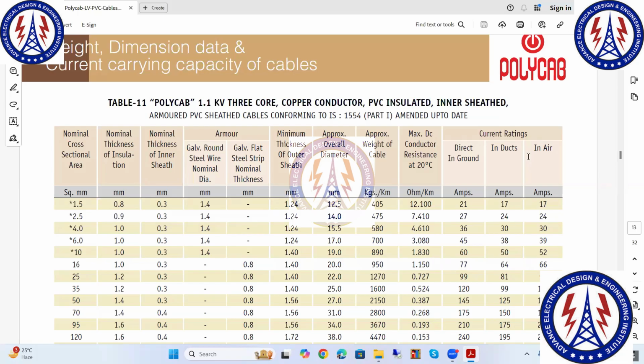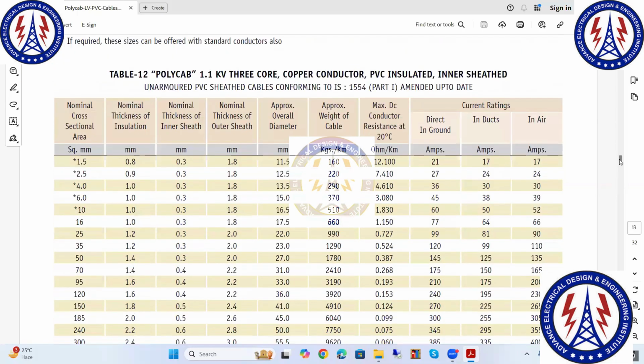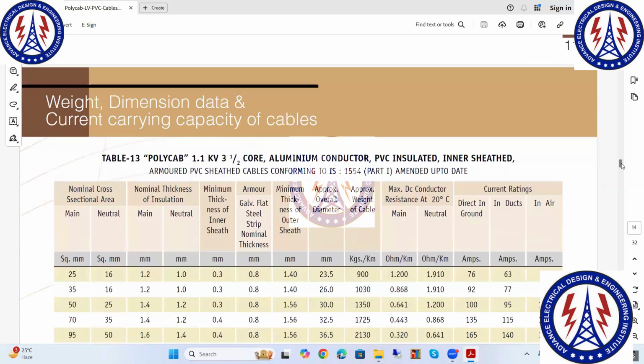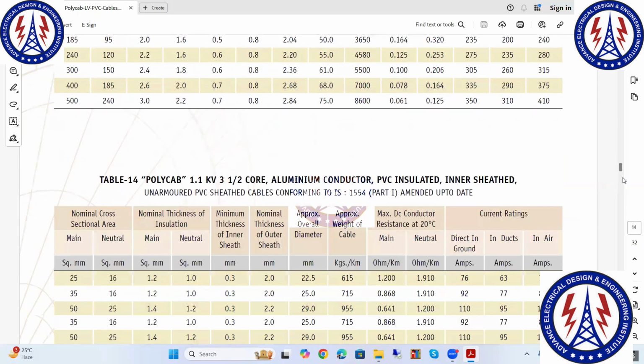Shall I move now? Like this, every vendor, Polycab, KEI, KEC, COTS, Draka, Nexus, many reputed vendors are there. So those cables can be used.